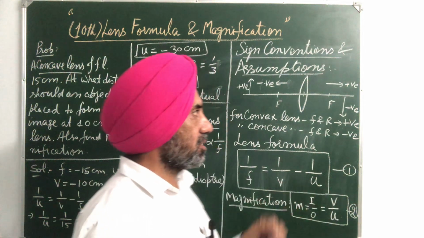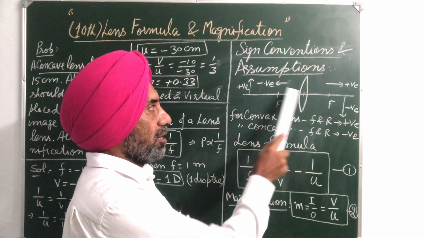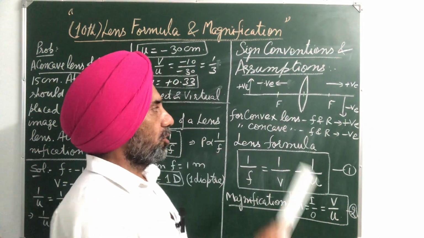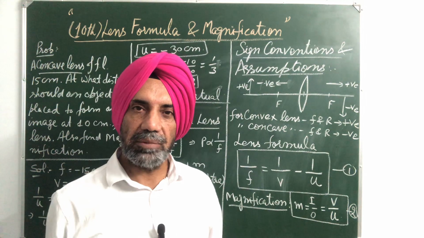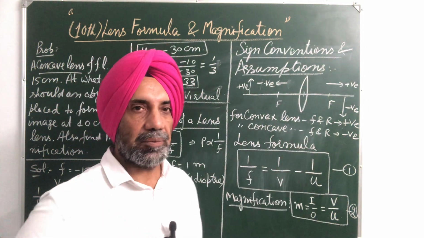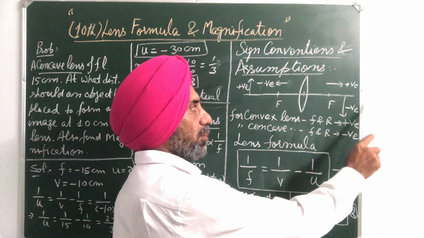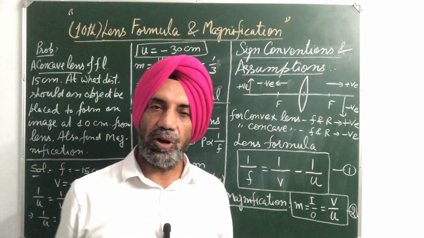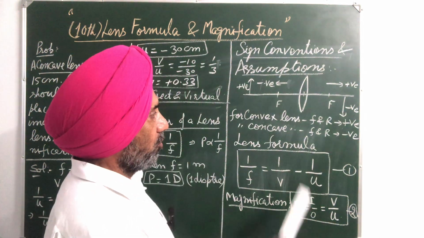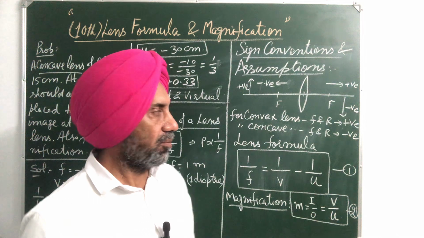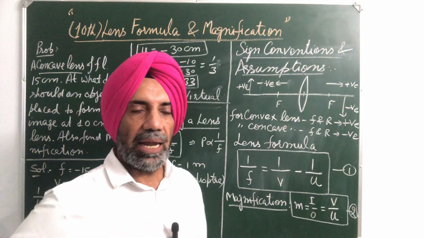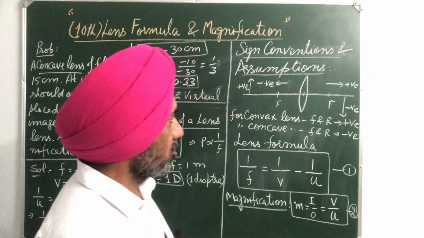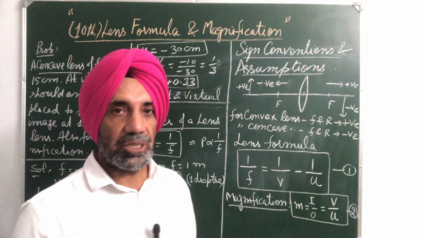According to these sign conventions, for an object placed on the left hand side of the lens and rays traveling from left to right, u, that is the distance of the object from the optical center of the lens, is always negative. v is positive if the image is formed on the right side and v is negative if the image is formed on the left side. Focal length and radius of curvature of a convex lens will be positive and focal length and radius of curvature of a concave lens will be negative.